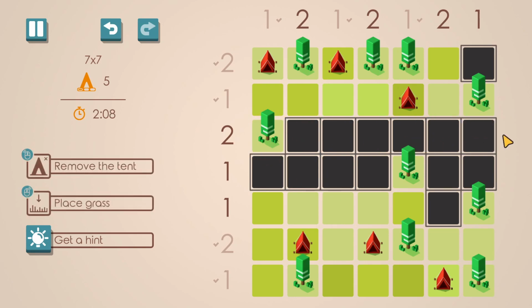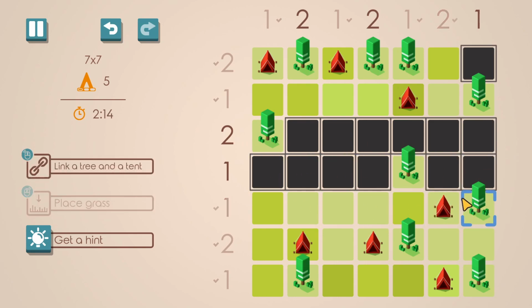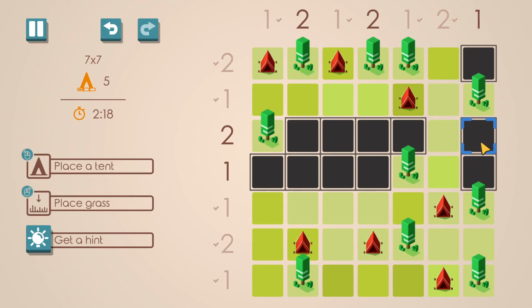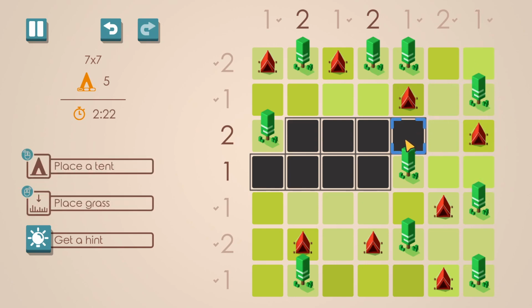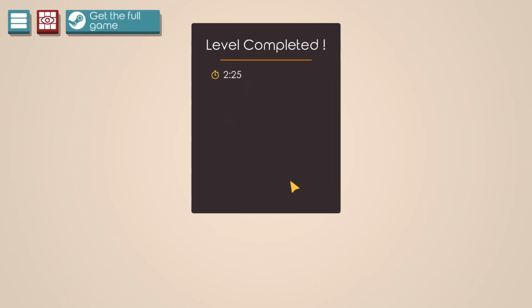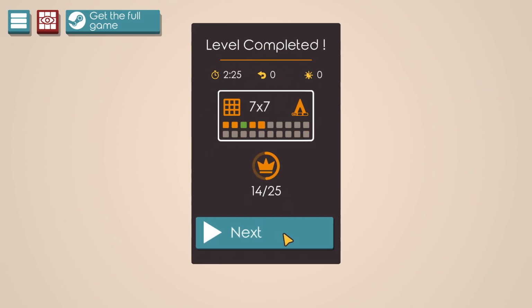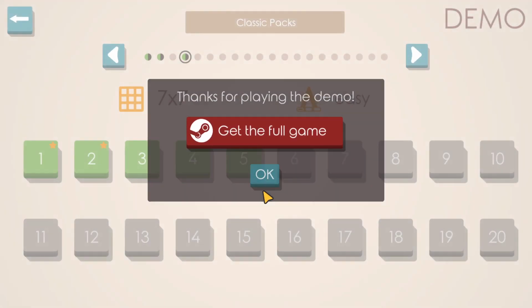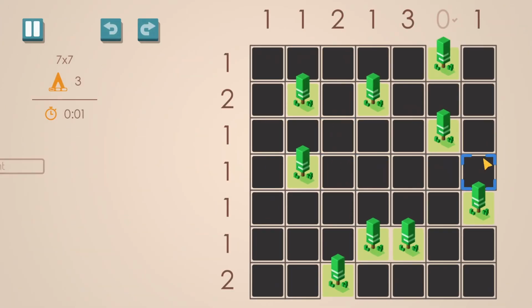Still 2 in this row, 1 in this row, 1 in this row. So there's 1 in this row, it has to belong to him. The 2 in this row is now done, which means the 1 in this row belongs to this guy, and I think he's got a dealer's choice of where that goes. This guy has to be there, that guy has to be there. That's the full demo.